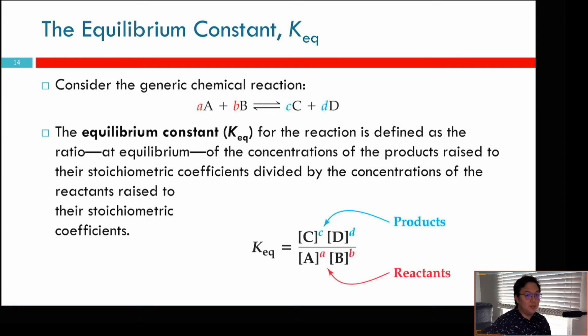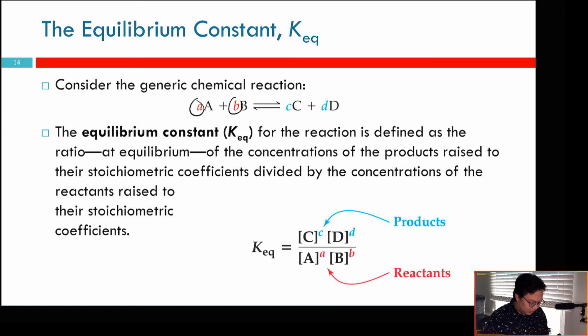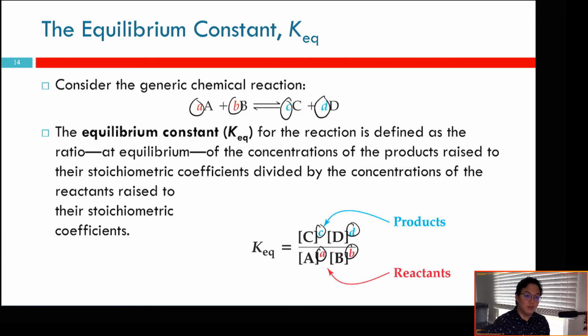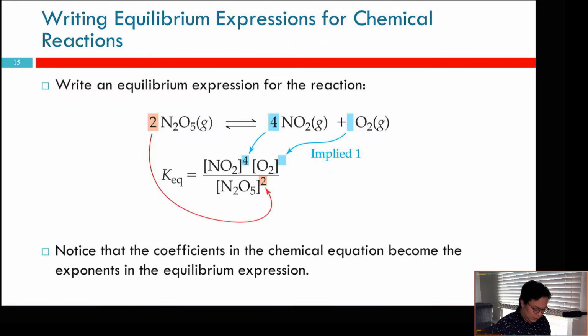So our equilibrium constant is built from our balanced chemical reaction. For this generic chemical reaction here, you can see that we have these coefficients, and we take the molar concentrations of our products and reactants and raise each of them to the power of their coefficient. So this equilibrium constant is the ratio at equilibrium of the concentrations of the products to the reactants. We'll see that more specifically here.